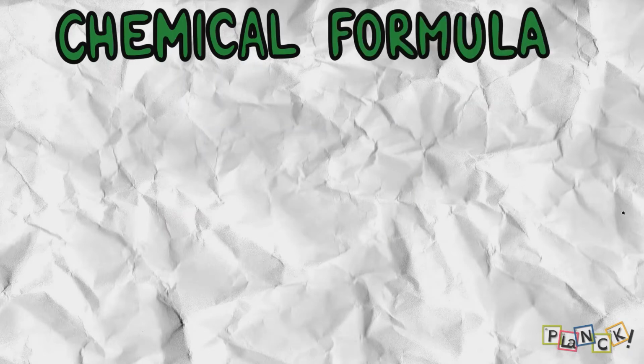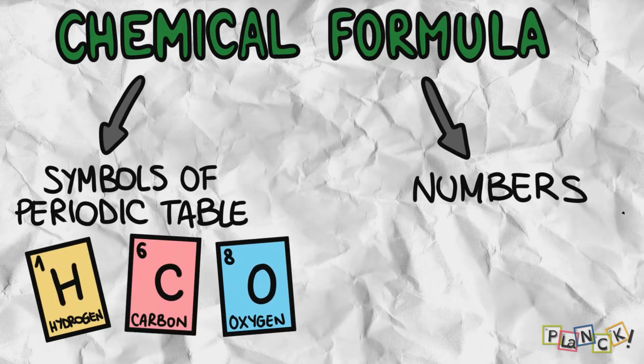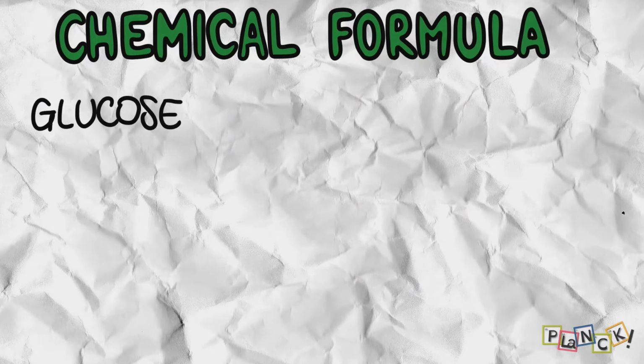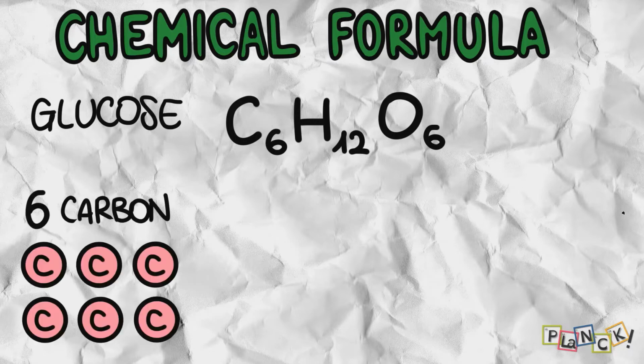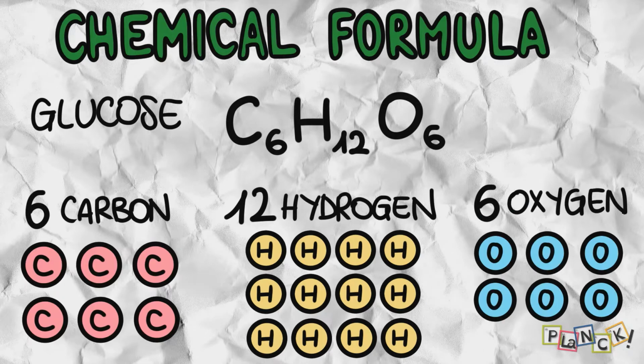To know which and how many atoms there are in a molecule, we need its chemical formula. It states which atoms compose the molecule using symbols of the periodic table, and using numbers, it states how many atoms compose the molecule. In this way, we can understand what glucose, the most common sugar in the world, is made up of. Its chemical formula is C6H12O6, and this means that in a molecule of glucose, there are 6 atoms of carbon, 12 atoms of hydrogen, and 6 atoms of oxygen.